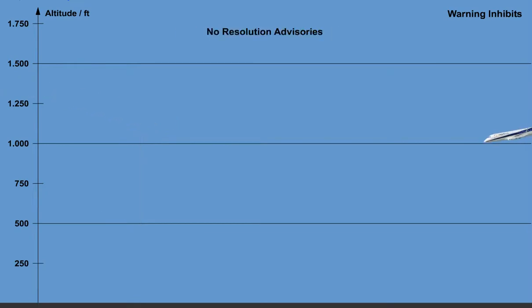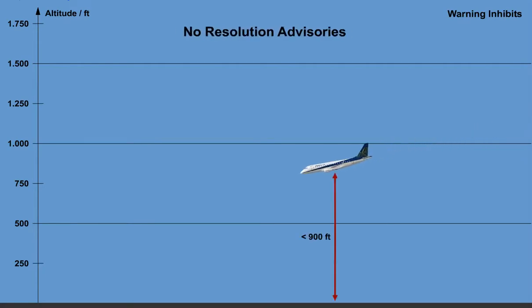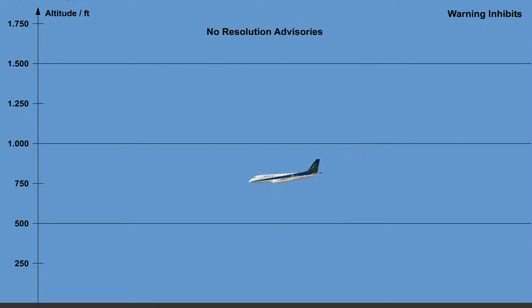No resolution advisories are issued at altitudes less than 900 feet when the aircraft is descending, or at altitudes less than 1,000 feet when the aircraft is climbing. No traffic advisories are issued when the intruder altitude is less than 380 feet. No aural advisories are issued at altitudes less than 400 feet when the aircraft is descending, and for altitudes less than 600 feet when the aircraft is climbing.